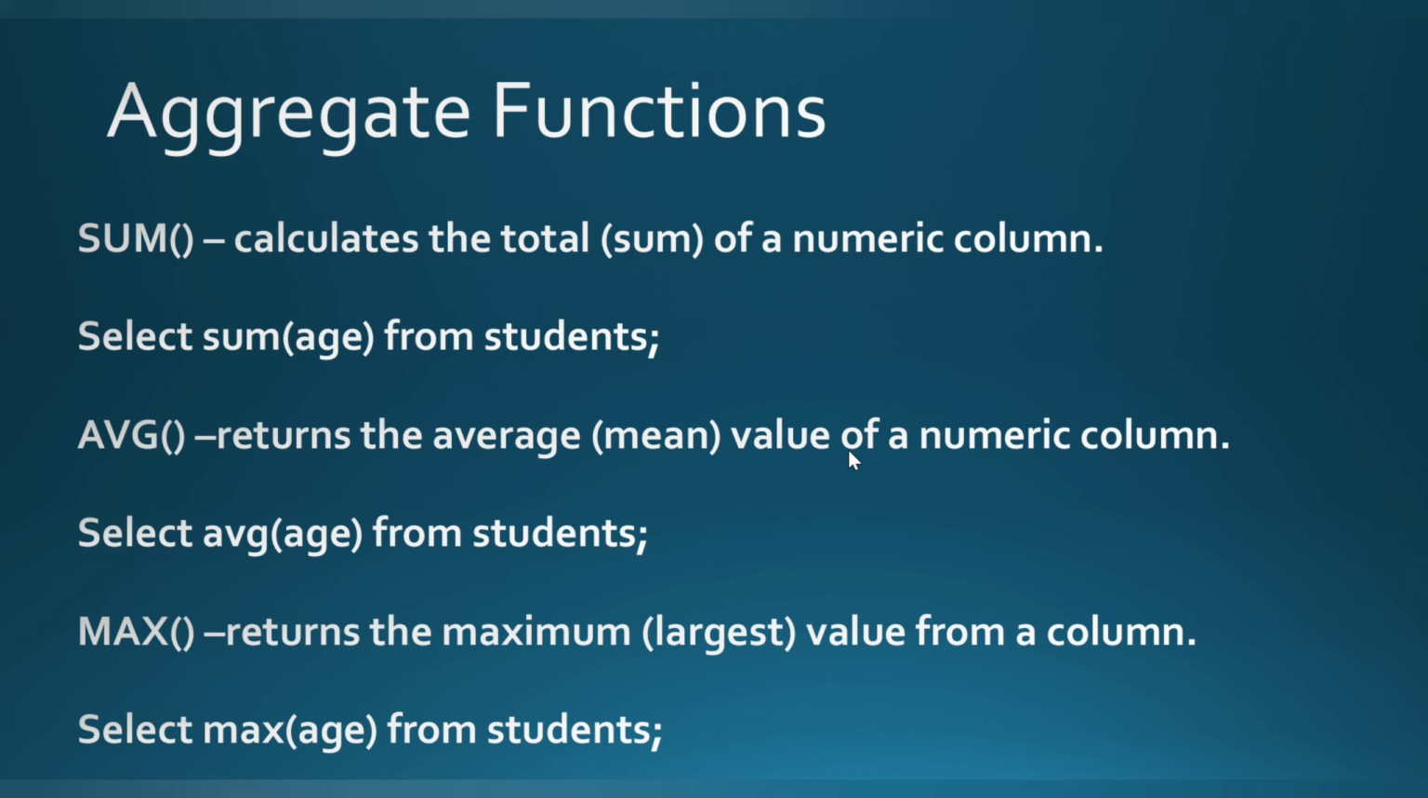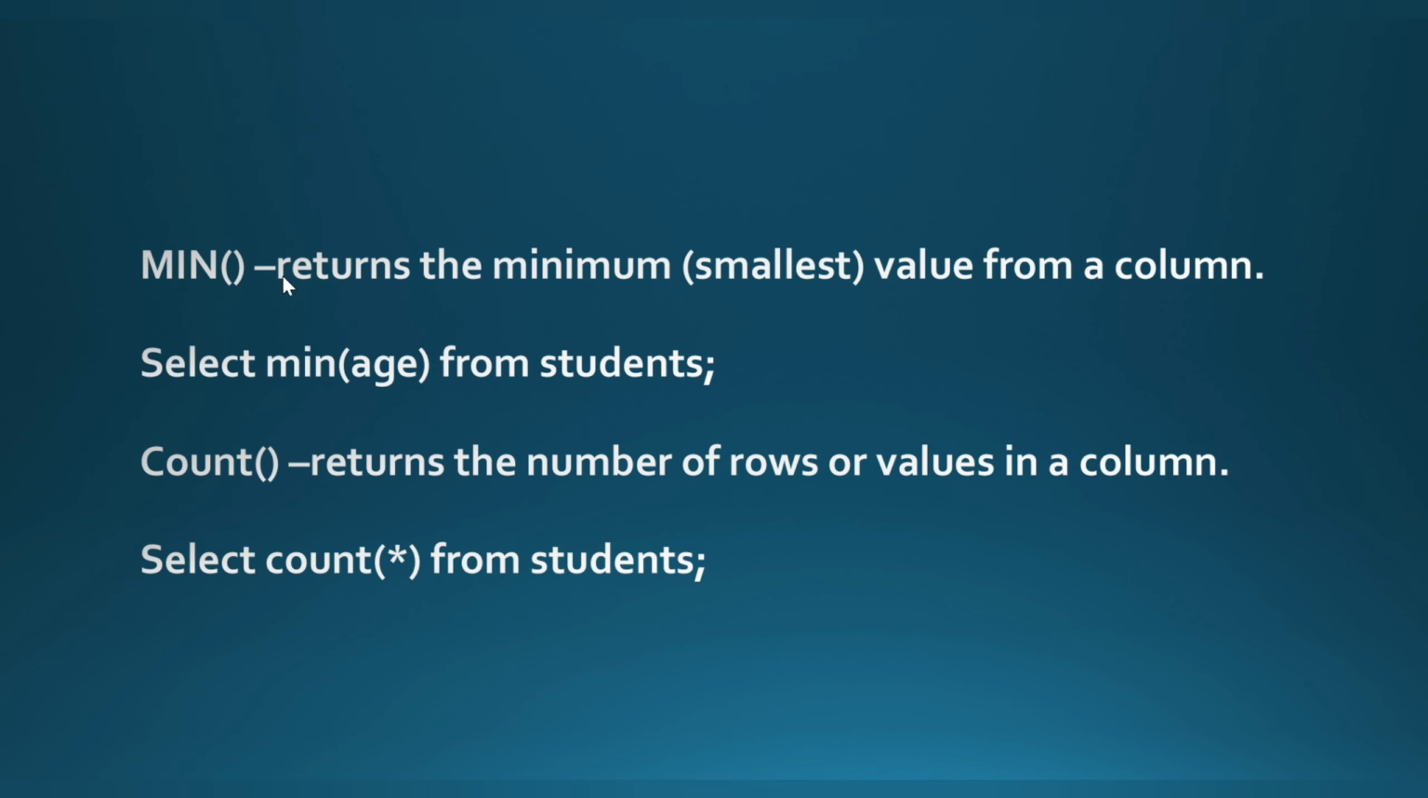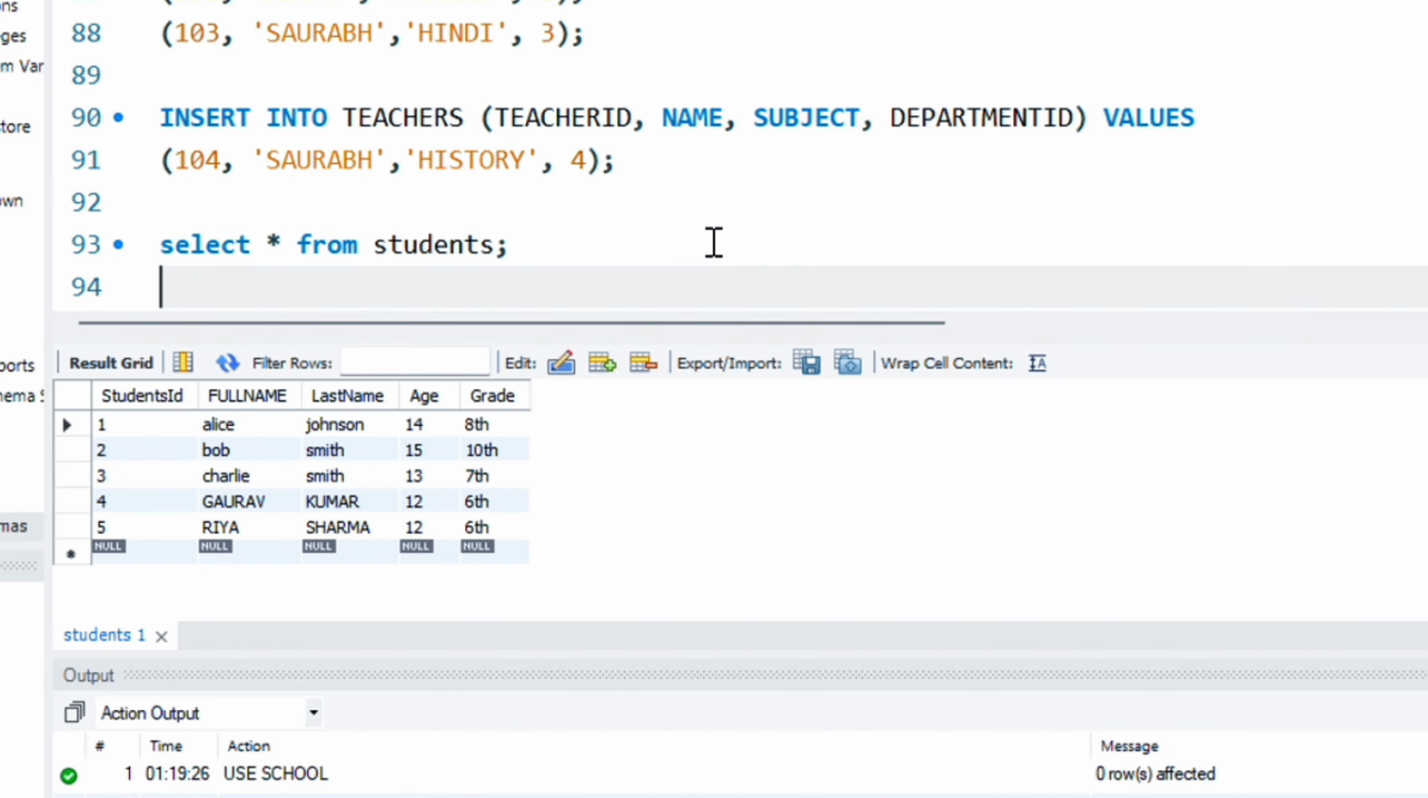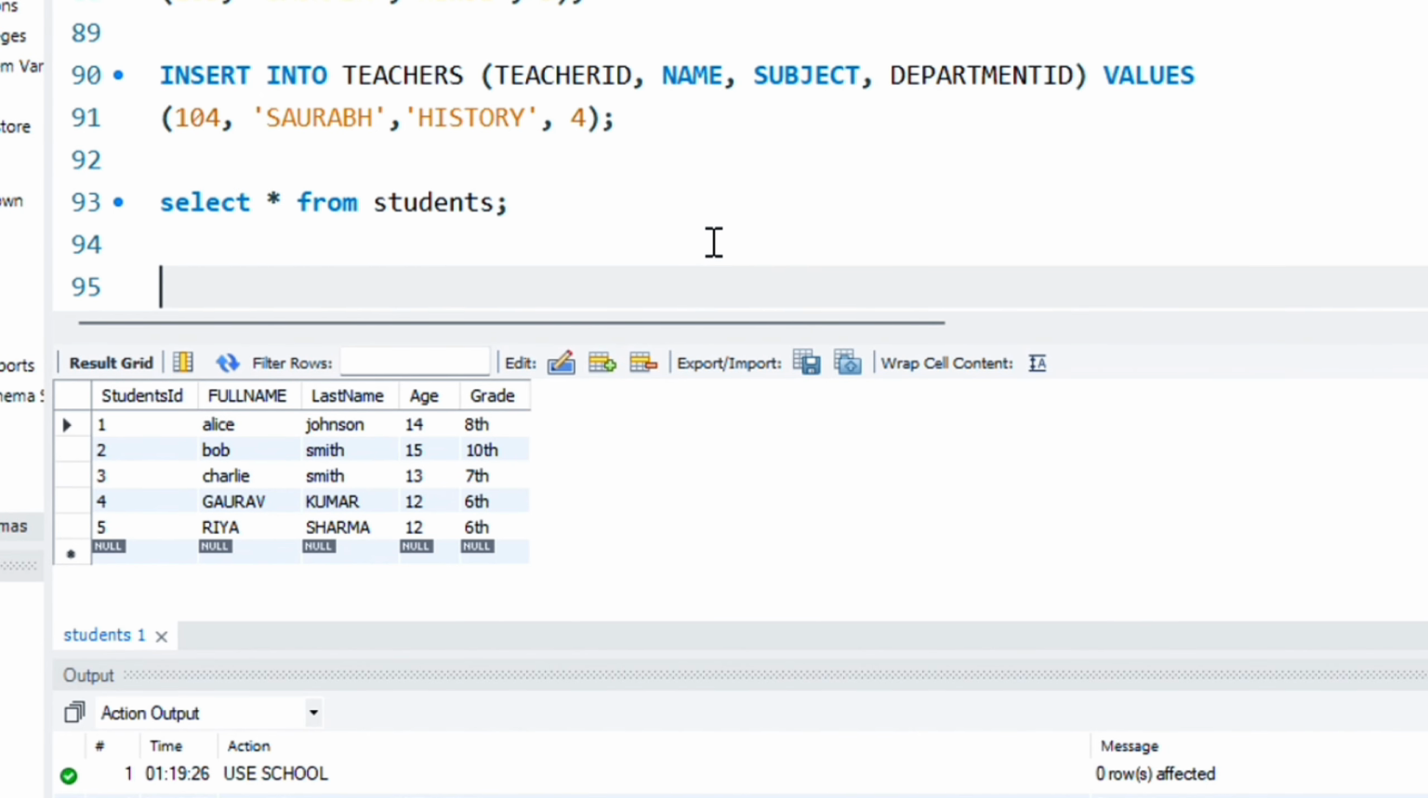Max returns the maximum value from the column: select max(age) from students. Min returns the minimum value from a column: select min(age) from students. Count returns the number of rows or values in a column: select count(*) from students.